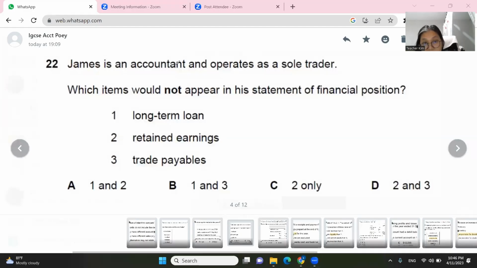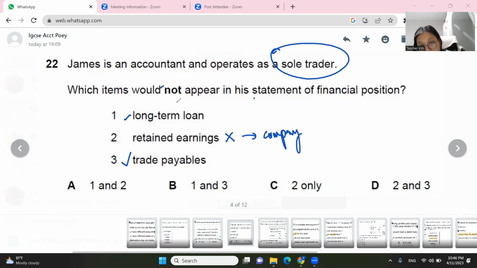Okay, James is an accountant and operates as a sole trader. Which item would not appear in his statement of financial position? So in the statement of financial position for the sole trader, retained earnings won't appear, because this is under the limited company account. Okay, this one will not appear. This one will appear, long-term loan, and trade payable will also appear. So the one that does not appear is number 2. So the answer should be C only. Okay, next.